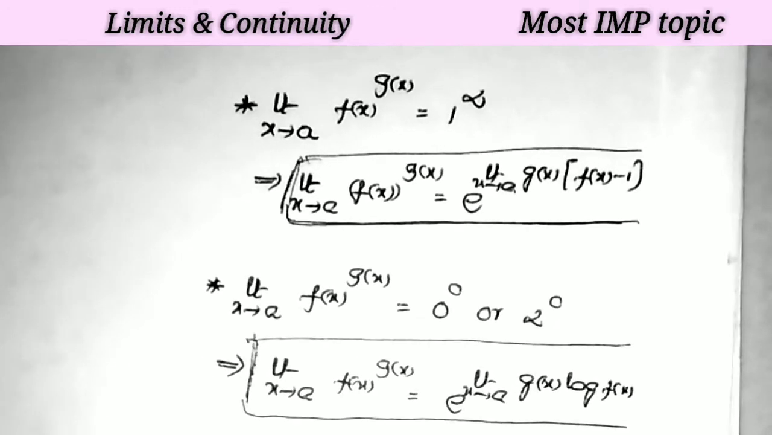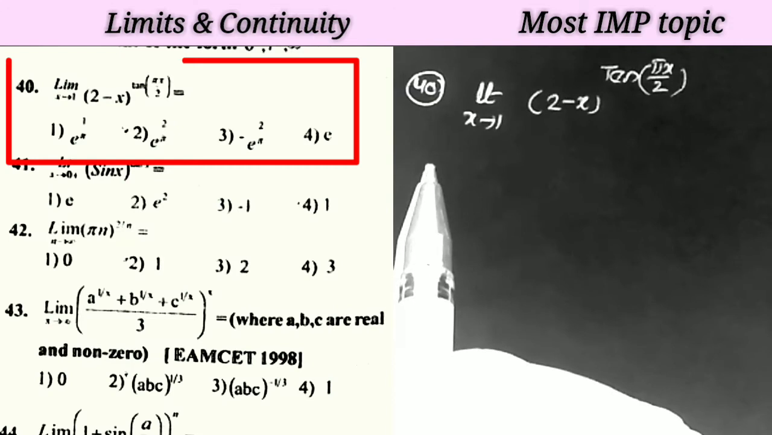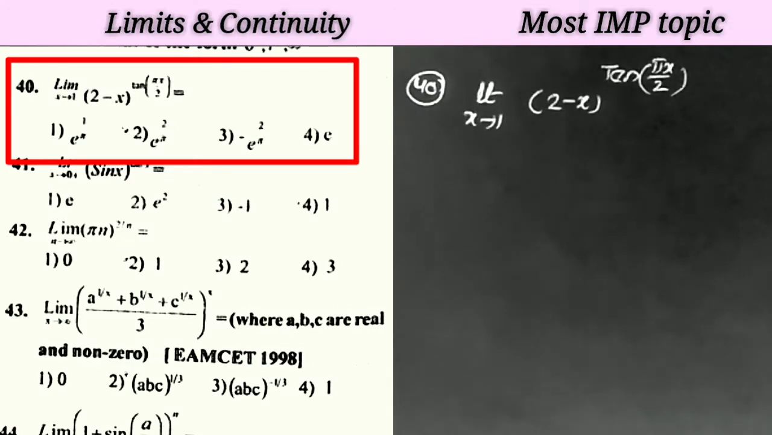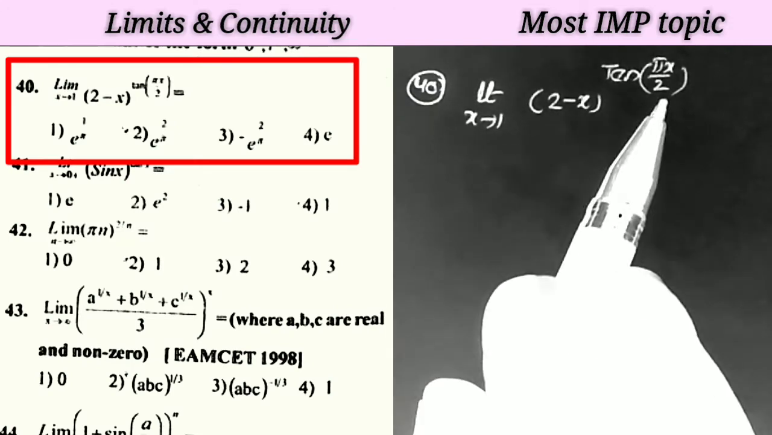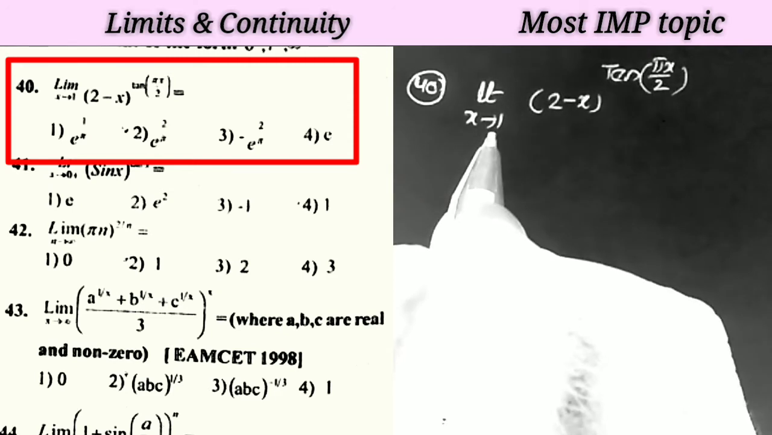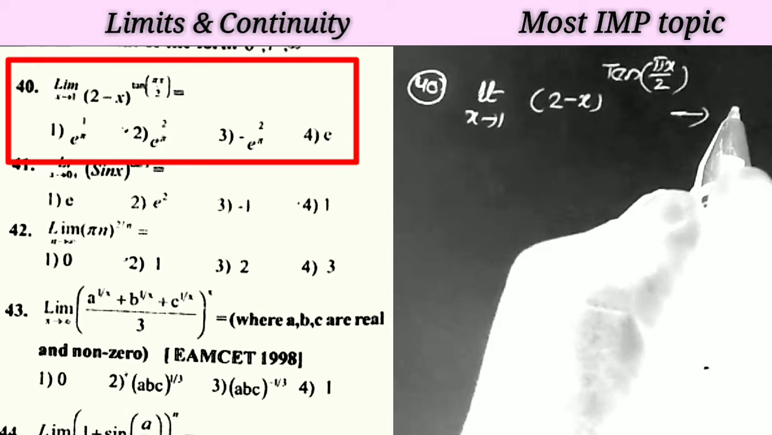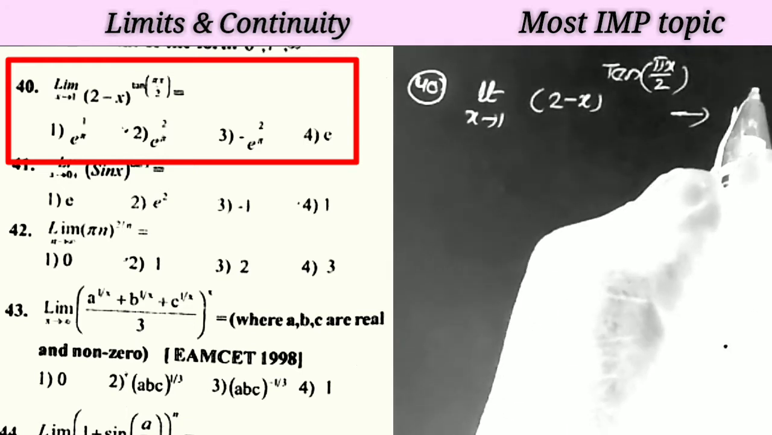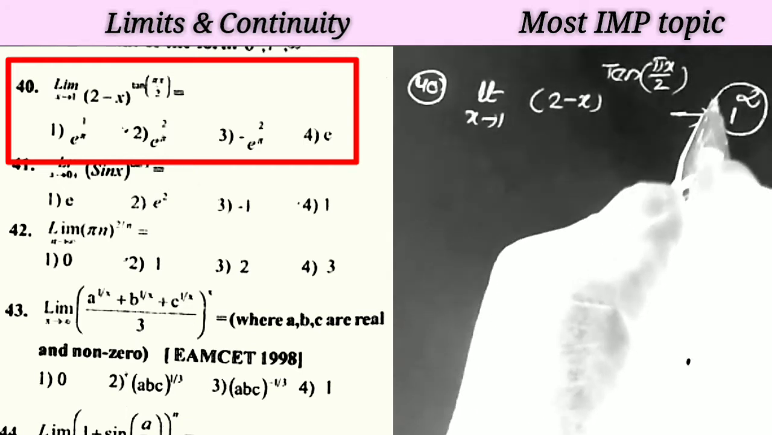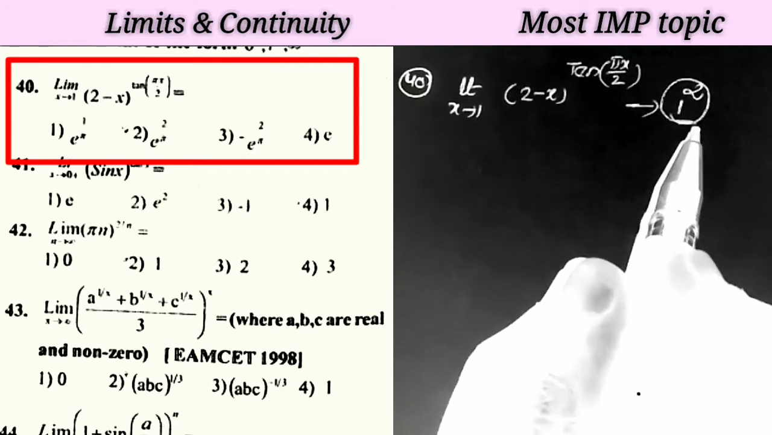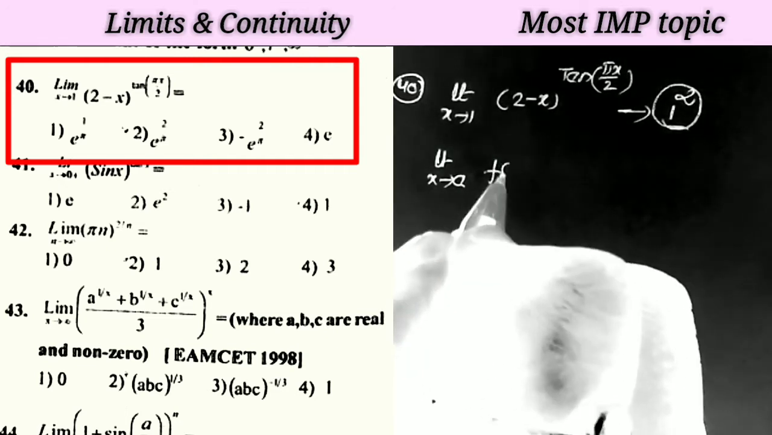Now the first problem, sum number 40: limit x tends to 1 of (2 minus x) power tan of pi x by 2. First I take x equal to 1 directly in the given question. 2 minus 1, that is 1. Tan pi by 2 into 1; tan pi by 2 is equal to infinite. So it returns the value 1 power infinite. So here we use one formula to solve this question.